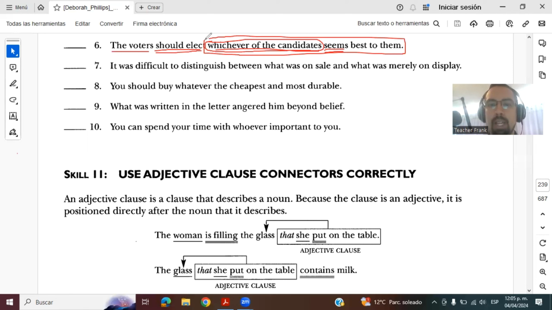So that would be my noun clause. And number 6 is going to be correct. Yes, it's object of verb because it's after the verb elect. Okay, let's look at number 7.